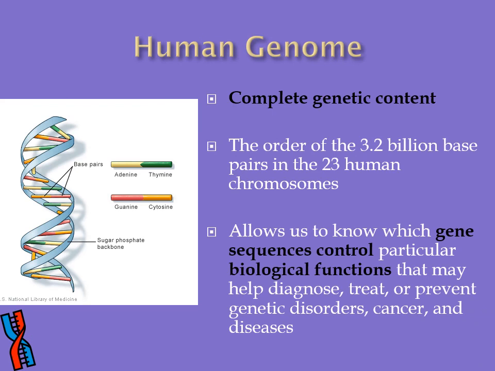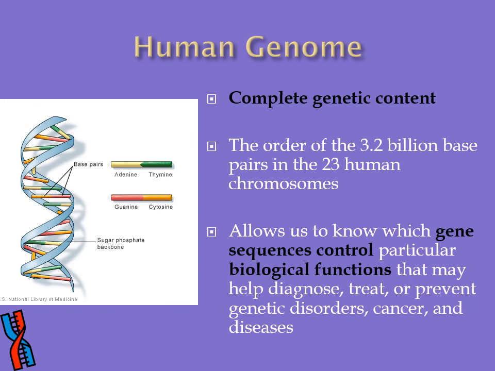One last thing about our DNA. Sometimes you'll hear the term human genome being used. This refers to the complete genetic content of humans. So when we look at the DNA of humans, we see that there's about 3.2 billion base pairs in the 23 human chromosomes. So a lot of letters we're dealing with, a lot of rungs of that ladder. So there's a ton of information there.